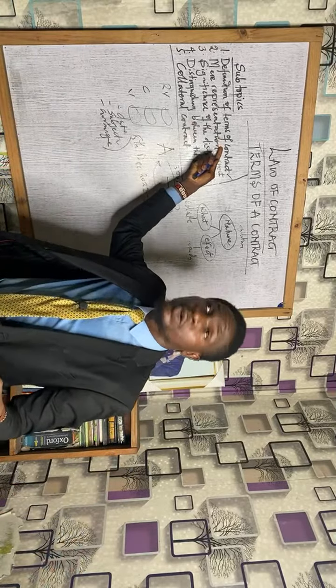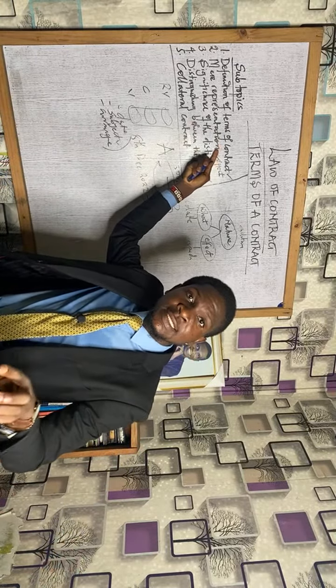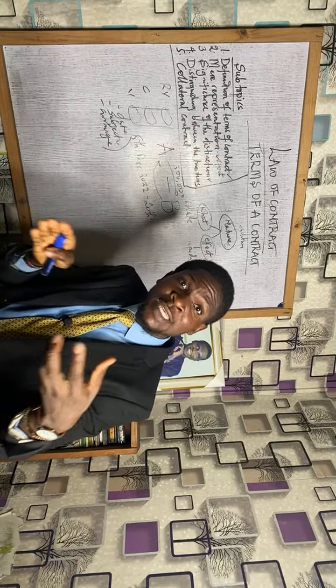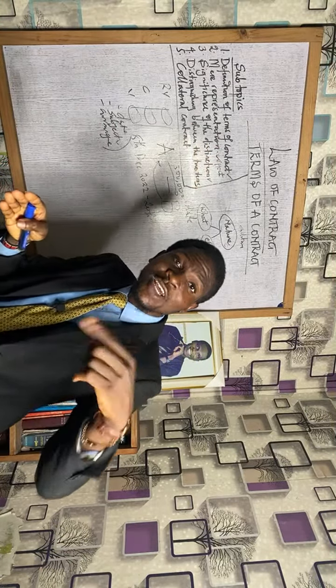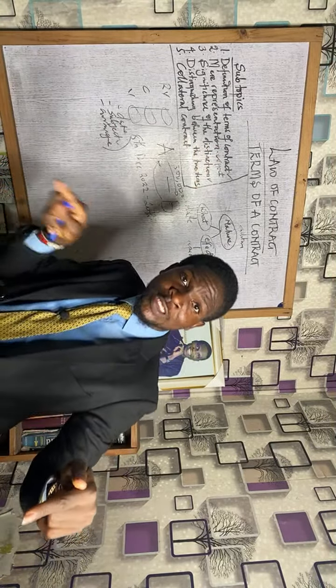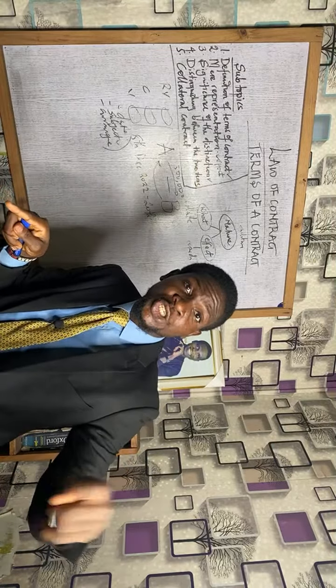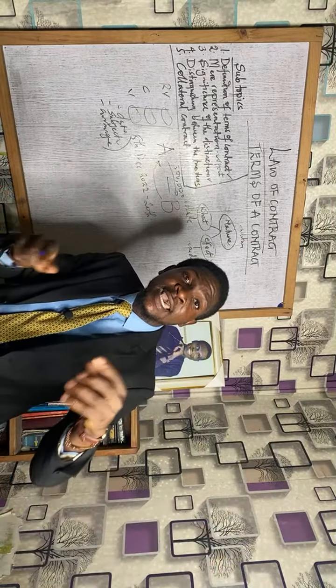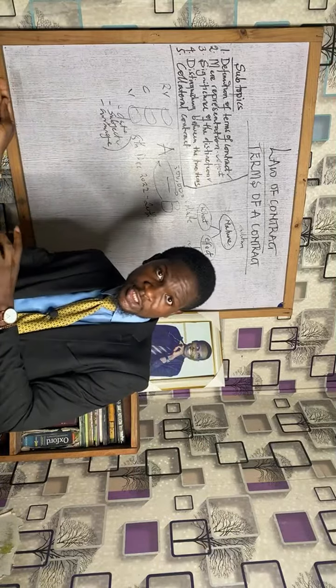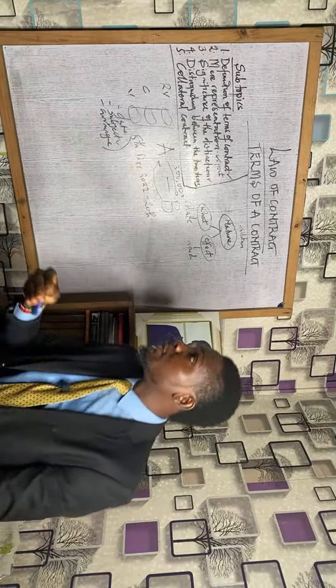We already know what a term of contract is. A term of contract is something that is so important to a contract that upon breach, the other party can claim for repudiation or damages. If it's a condition, repudiation and damages. If it is a warranty, then just damages, right? We talked about that. Then we talked about mere representation.